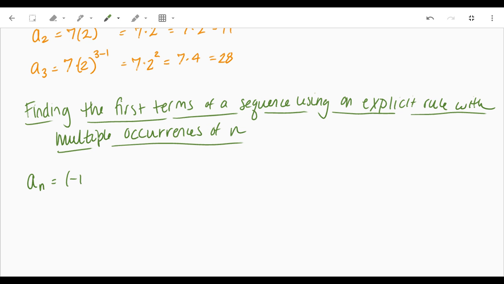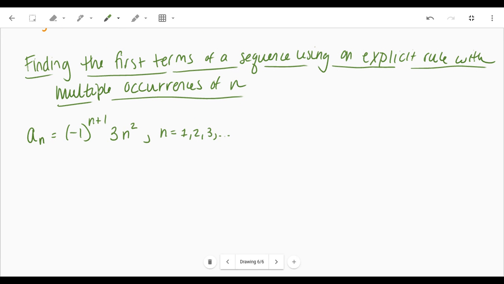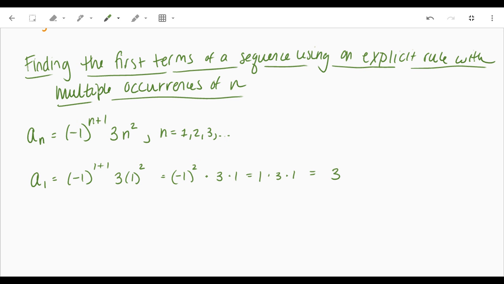So a sub n is negative 1 to the n plus 1 times 3n squared, for n equals 1, 2, 3, and so on. Your first term here is negative 1 to the 1 plus 1, 3 times 1 squared. So negative 1 squared times 3 times 1. That'd be 1 times 3 times 1, which is just 3. And then I can plug in my 2. My second term would be negative 1 to the 2 plus 1 times 3 times 2 squared. The shortcut for negative 1 is that if it's an even power, it's going to be a positive 1, and if it's an odd power, it's going to be a negative 1. So negative 1 to the third is negative 1 times 3 times 4, so I'll have negative 12.